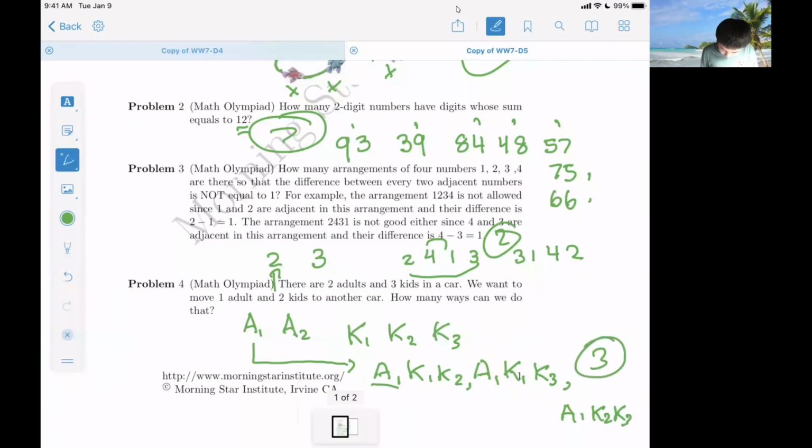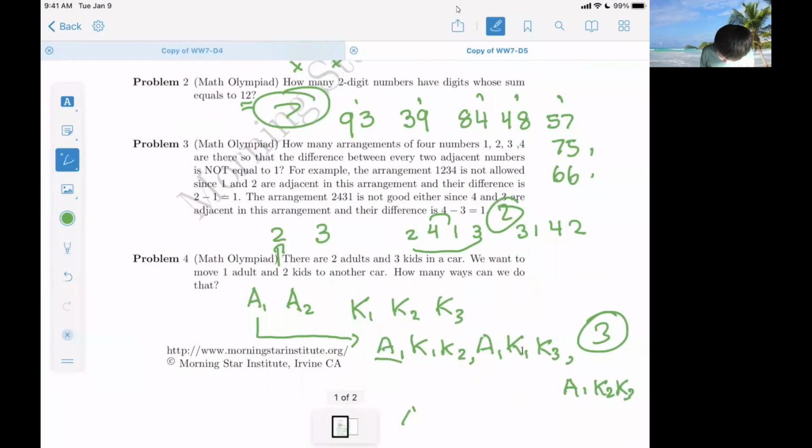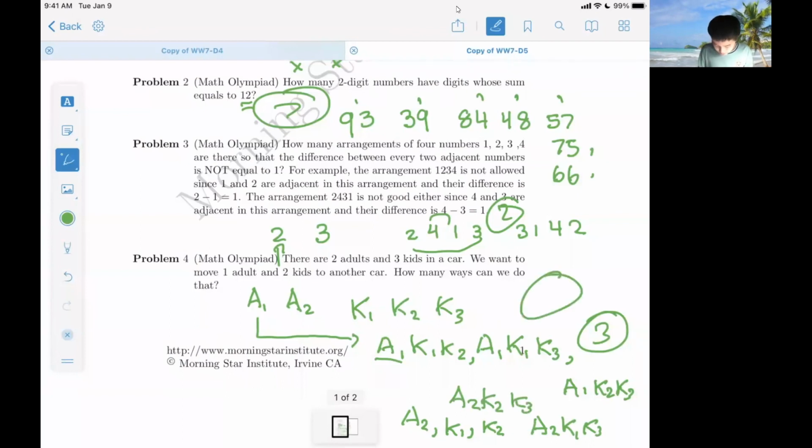The other case is that we have A2 with K1 and K2. Also, we have A2, K1, K3, and then the last case is A2, K2, and K3. So in total, there is another 3. So 3 plus 3 equals 6 ways for us to do that.